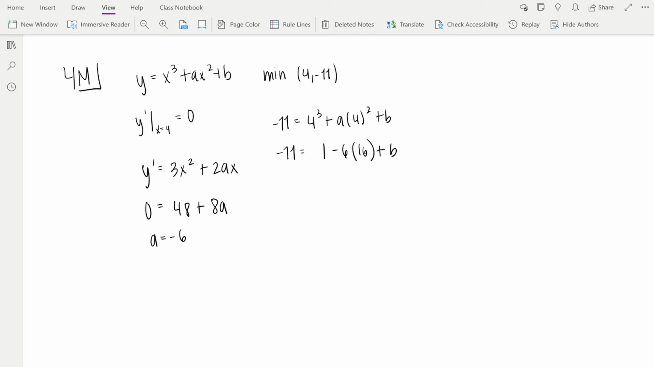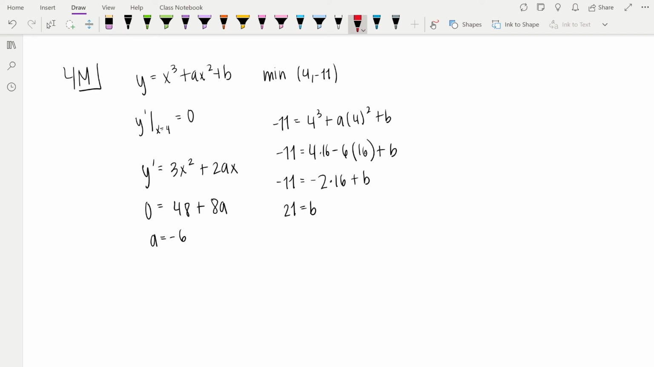I'm doing this by hand. I know that this is 4 times 16, and that's going to make that subtraction easier. So this is -11 equals -2 times 16 plus b. If I add 32 to both sides, b equals 21. I found the value of b. That's already part of the question.